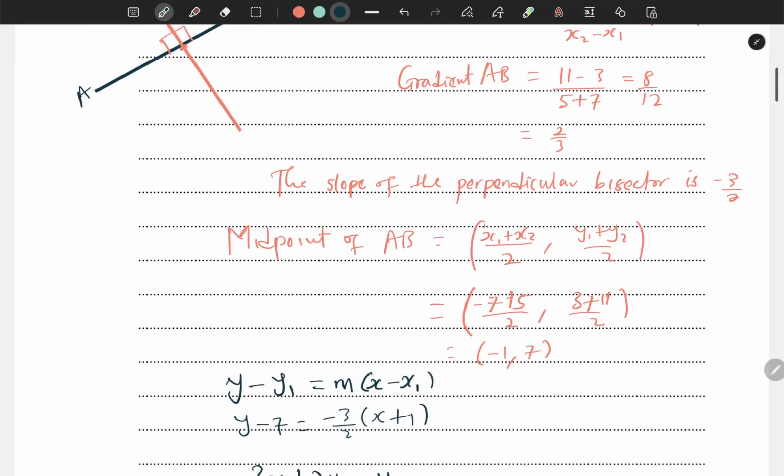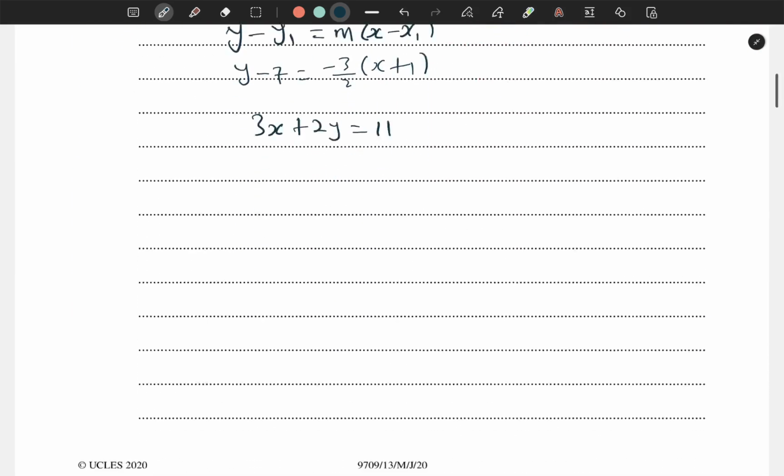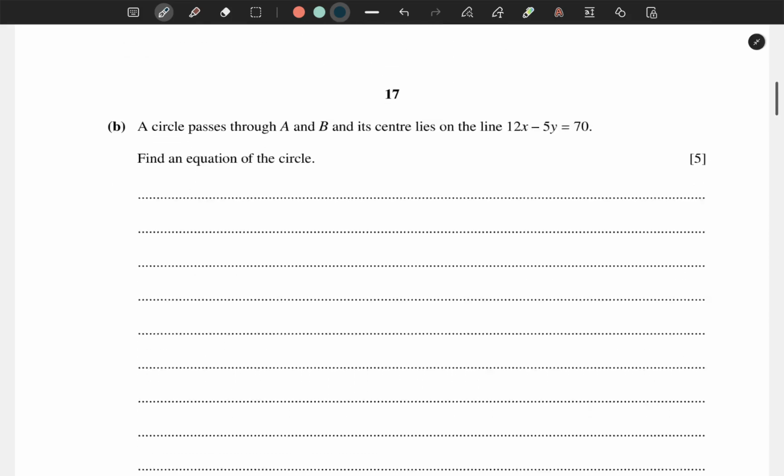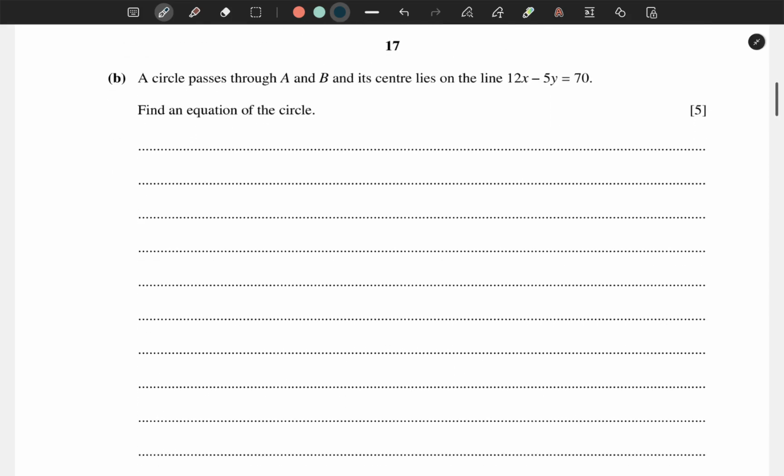Okay, the B part of the question: a circle passes through the points A and B, and its center lies on the line 12x minus 5y equals 70. Then find the equation of the circle. So what do you understand here? Let's assume we have a circle here.